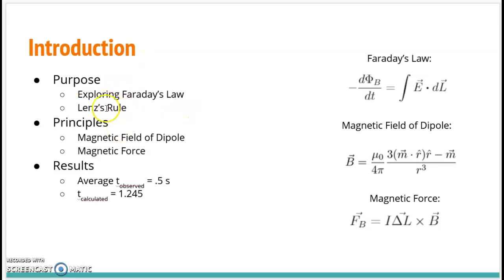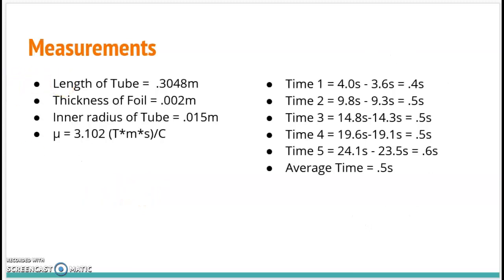Some of the other principles we have to use in this lab are both the magnetic field of a dipole as well as the magnetic force, which is current times the change in distance crossed with the magnetic field. And the result of our experiment was that t observed was about half a second, while calculated time was about 1.2 seconds.